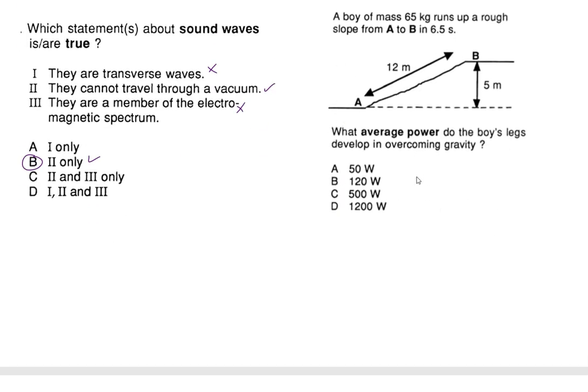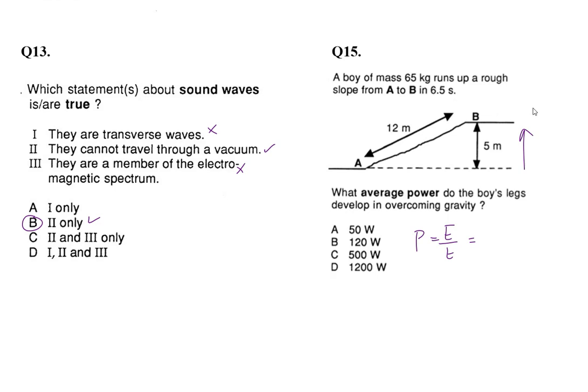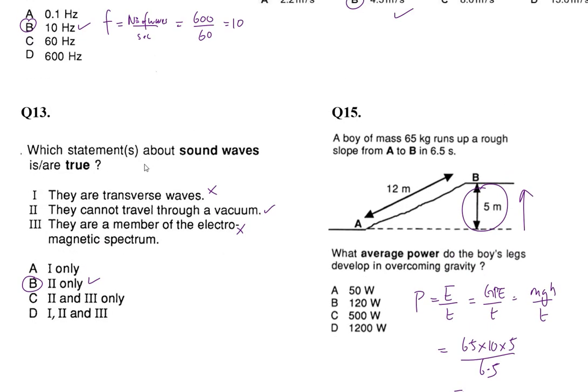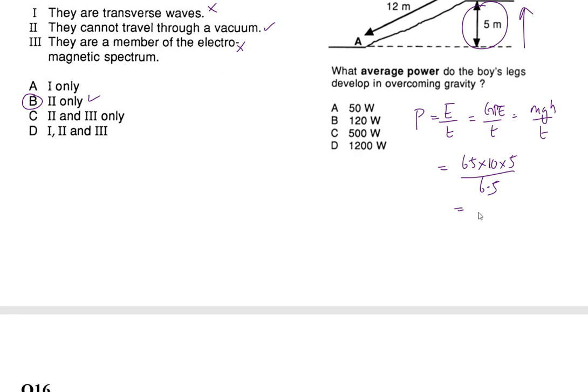Okay, now let's take a look. Power is equal to energy over time. Now energy, what is energy? What's happening is we are going up, from here to there, so therefore this is GPE. So this is GPE over time. So GPE is mgh over time. So m we know is 65, g we know is 10, h we know is 5, climbing up 5, and time is 65. Okay, and then we should get 500 watts. If you got this wrong, full working out.